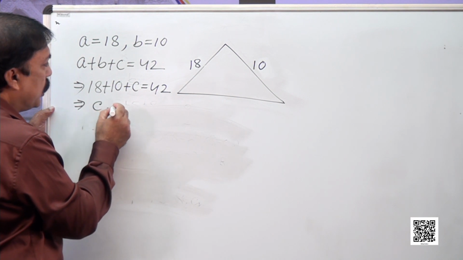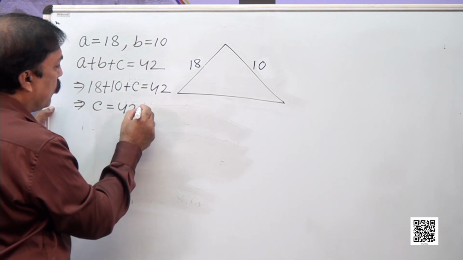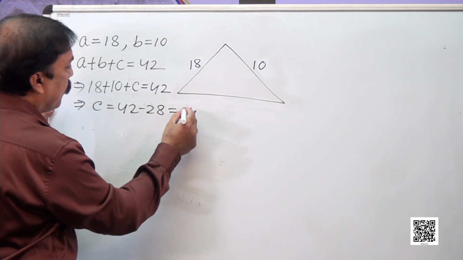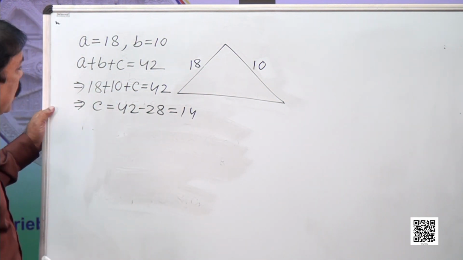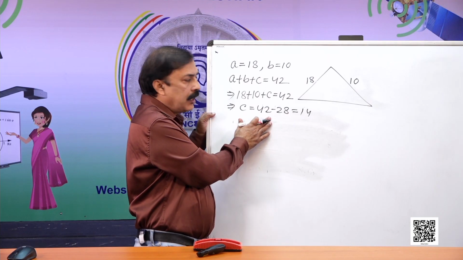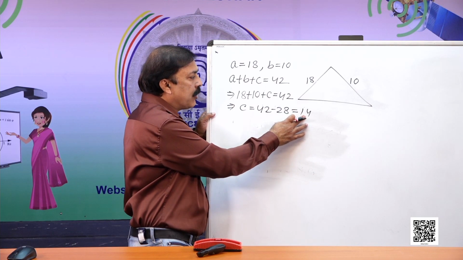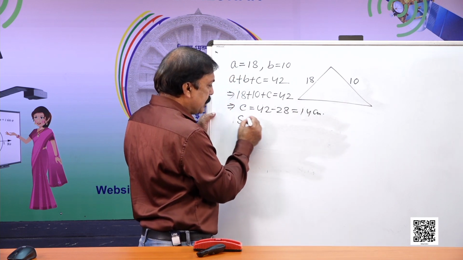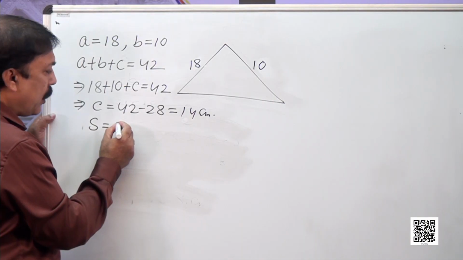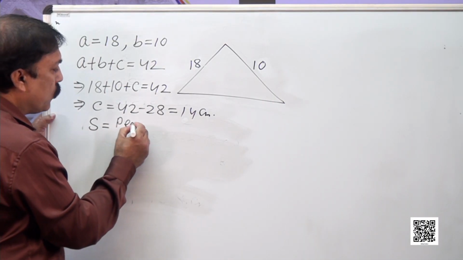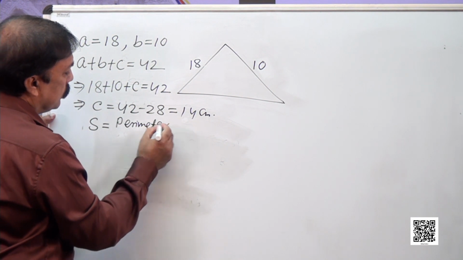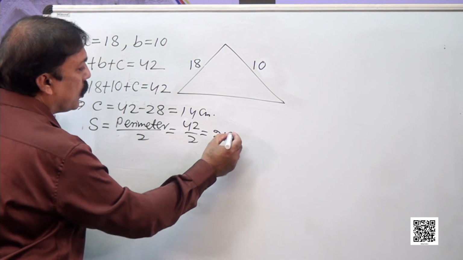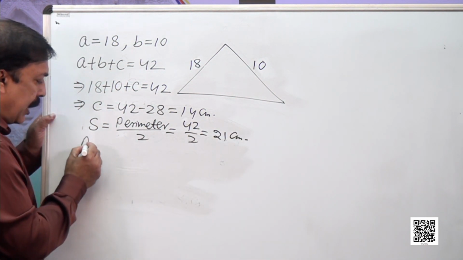That gives c equal to 42 minus 28, that gives 14. Now you see the third side is 14 centimeter. What is s? s is the semi perimeter, that means perimeter by 2, that is 42 by 2, that gives 21 centimeter. Then what is the area?